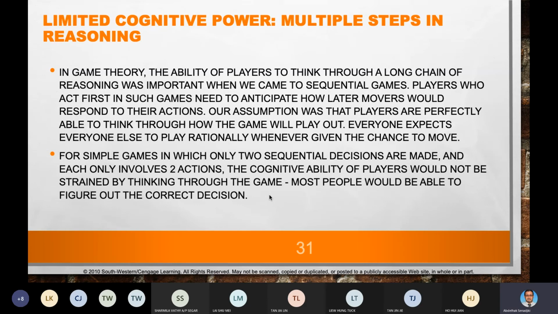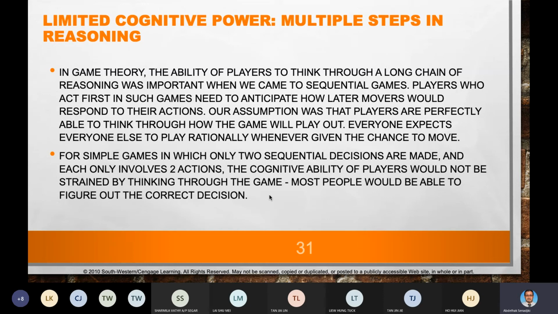For a simple game in which only two sequential decisions are made and each only involves two actions, the cognitive ability of players would not be strained by thinking through the game. Most people would be able to figure out the correct decision because there are two players and only two sequential moves. I play now, another player will play another play. So it's very easy, but it becomes very complicated.